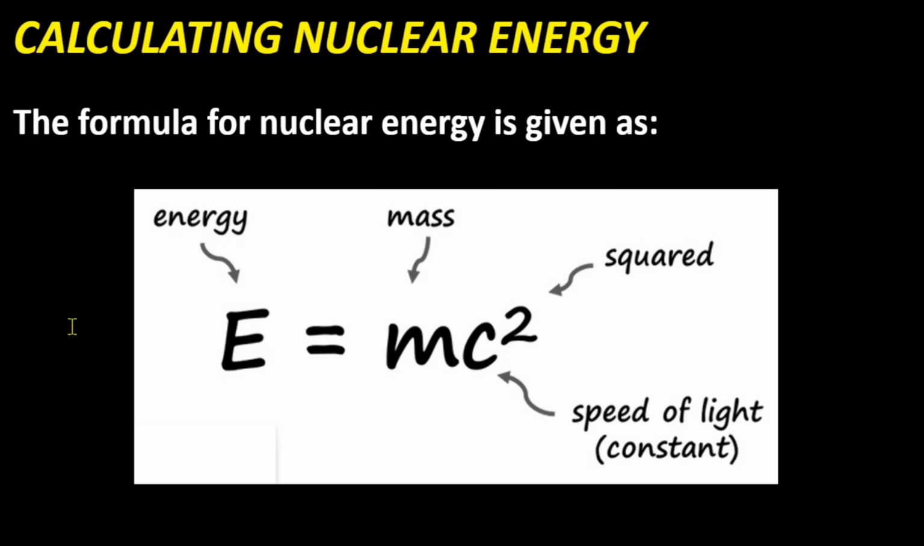If you have to calculate nuclear energy, we use this formula here: E is equal to mc squared, where E is energy, m is mass, and c is the speed of light, so c squared is the speed of light squared. Remember, the speed of light is given as 3 by 10 to the power 8.